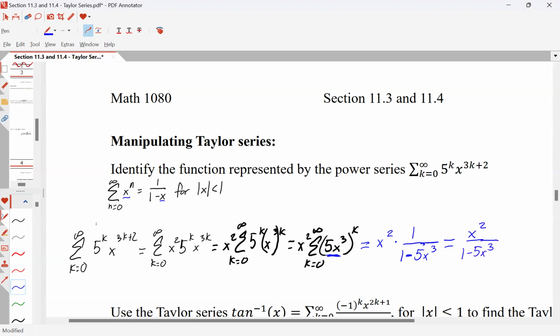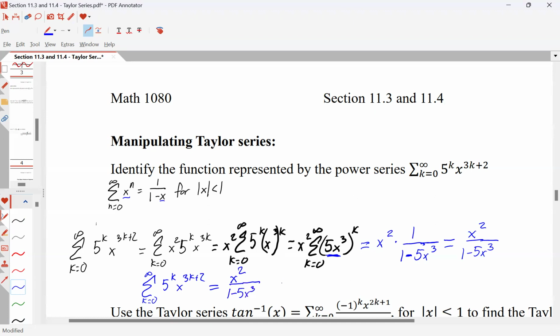This function is the same as the series k equals 0 to infinity, 5^k x^(3k+2). So there is the function that's being represented.